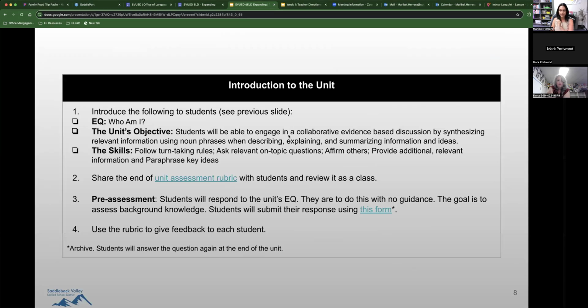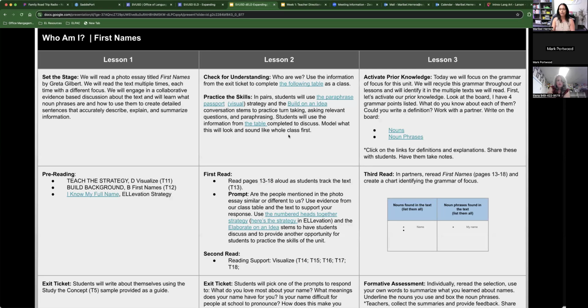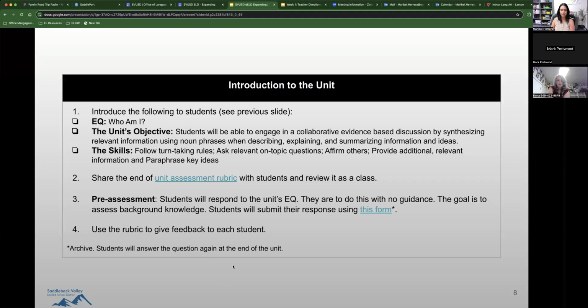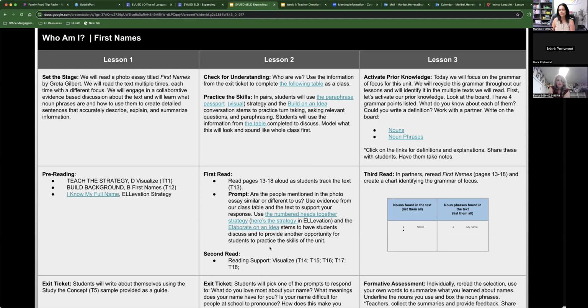The 2 of you, Ryan left, know the format, you know the overview of the unit. Now you have the lessons. We added, when appropriate, elevation strategies that support, and they're linked there for you. We've added formative assessments and different exit tickets.